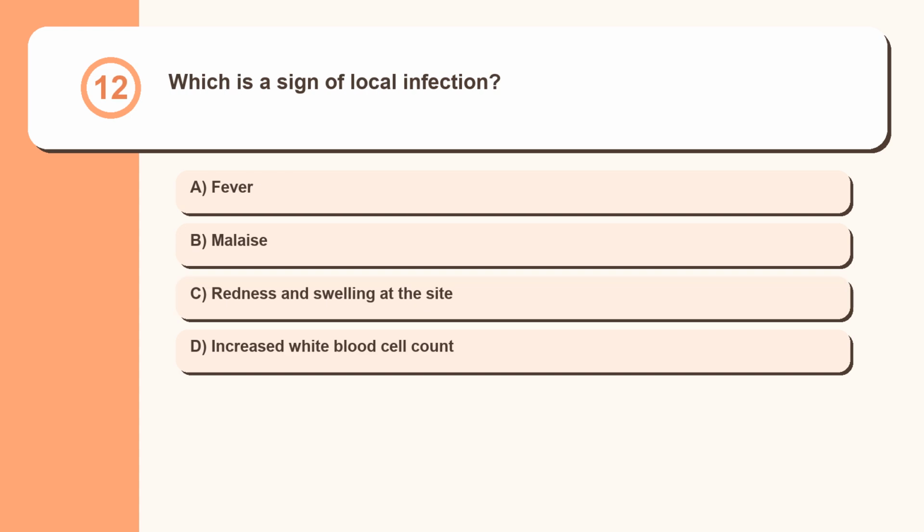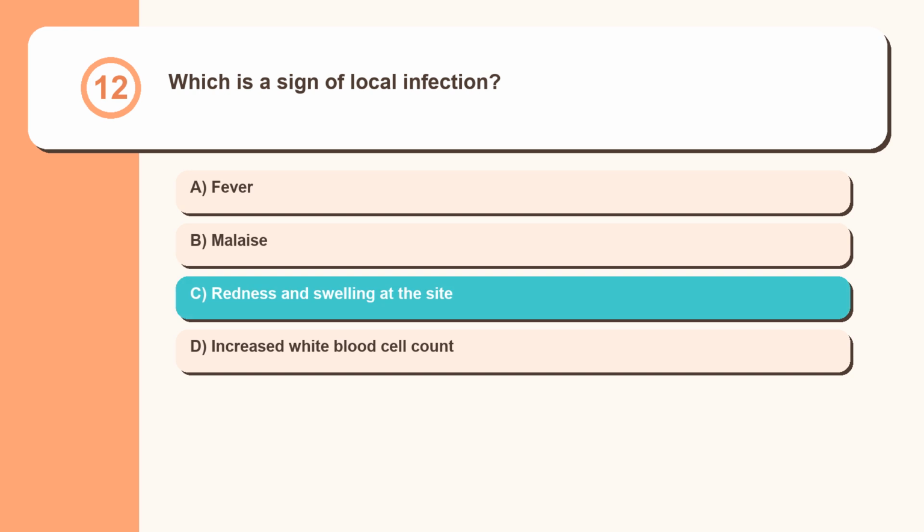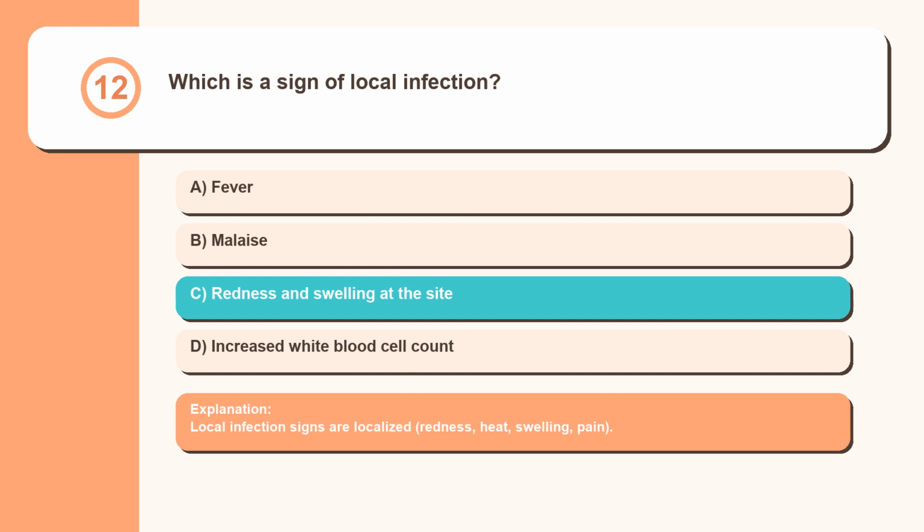Question 12. Which is a sign of local infection? Fever, malaise, redness and swelling at the site, increased white blood cell count. Local infection signs are localized: redness, heat, swelling, pain.